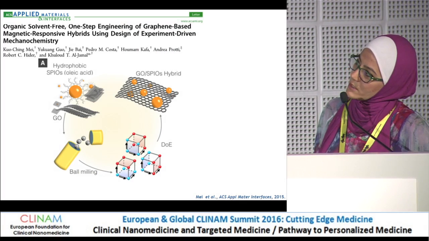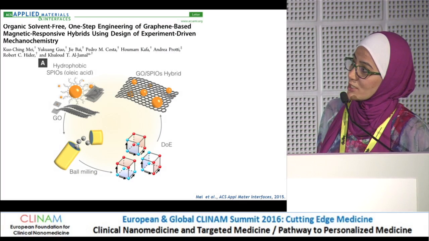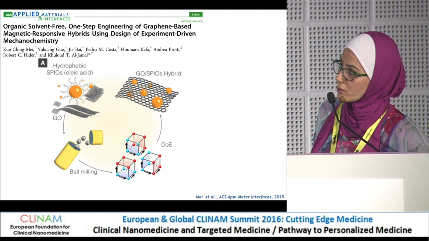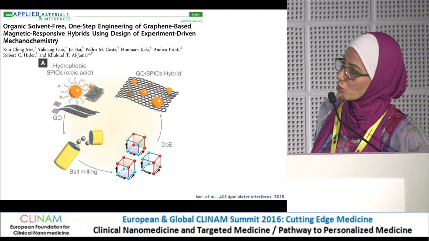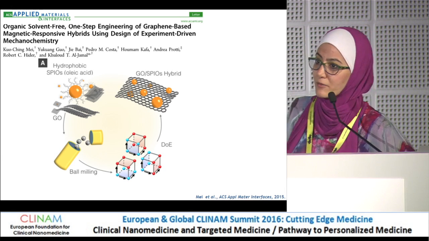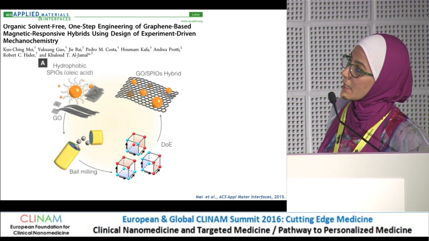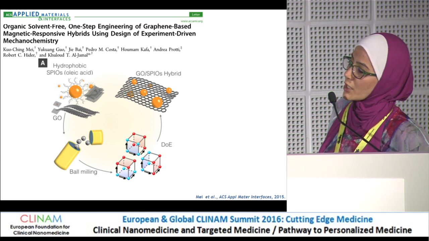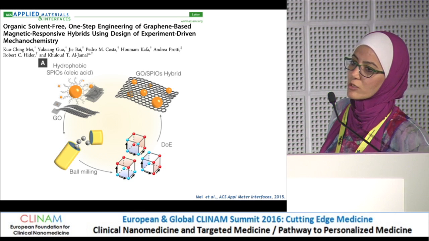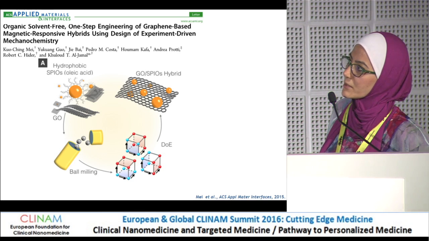Then the second approach: we wanted to deliver imaging agents using water-soluble material, in this case. So we use water-soluble graphene oxide that we produce at high scale using a modified Hummers method developed in our lab. And again, by using a solvent-free mechanochemistry approach, you melt the water-insoluble SPION, in this case oleic acid coated, with the water-soluble or dispersible graphene oxide.